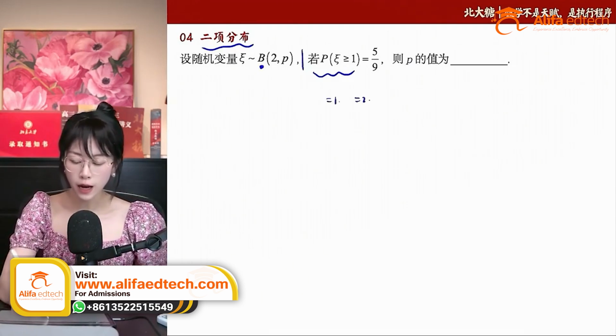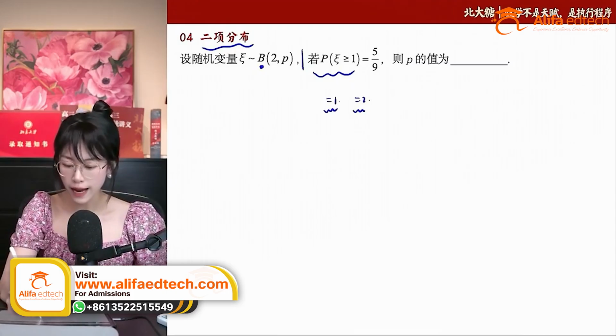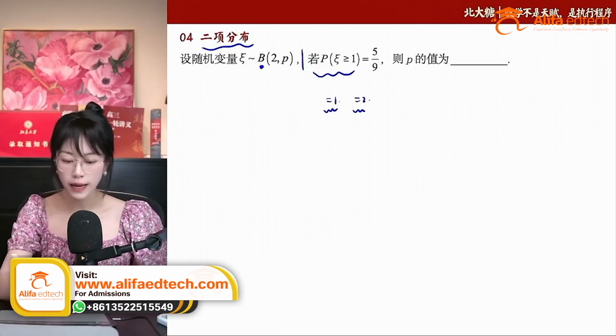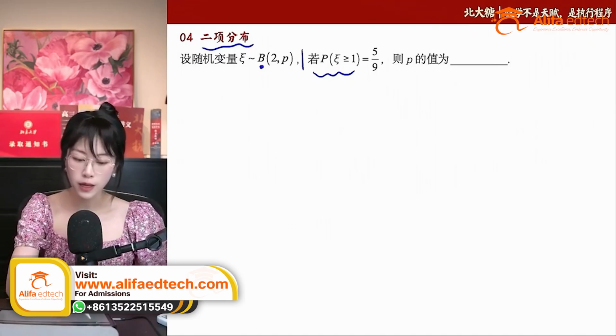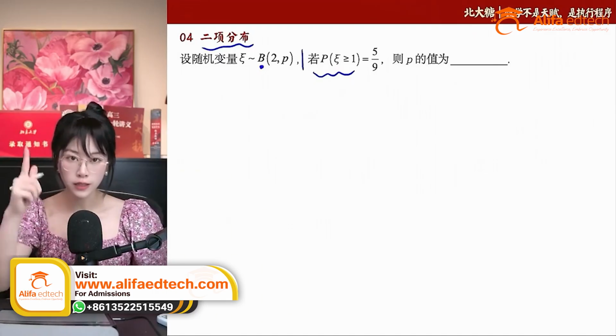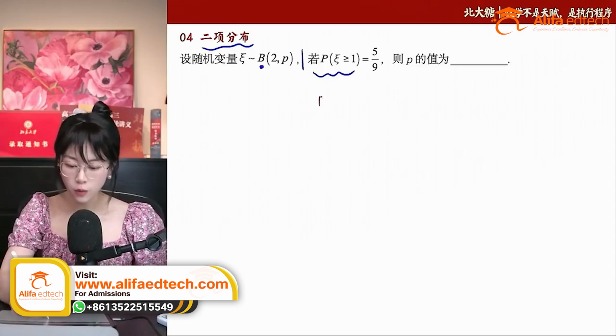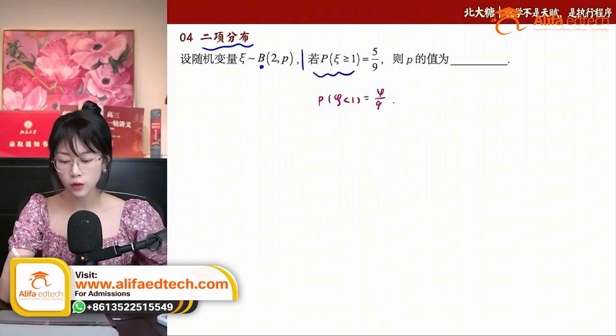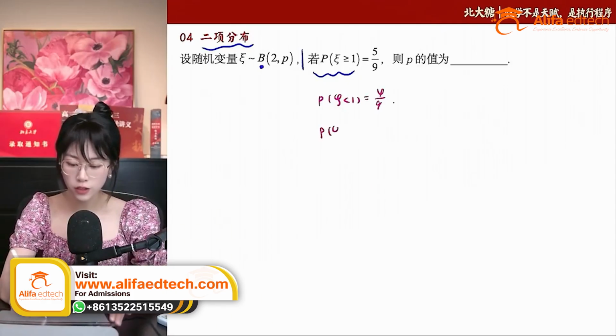You'll notice that if I calculate these two cases separately and then add them together to get 5/9, it's a bit slow. Since this class is being taught in the Peking University lecture hall, I definitely want to be a bit faster. So in this case, let's do it the other way around. We'll write it directly as, if it's less than 1, then it's 1 minus 5/9, which is a probability of 4/9, and being less than 1 is just one case, which is when it's 0, right?